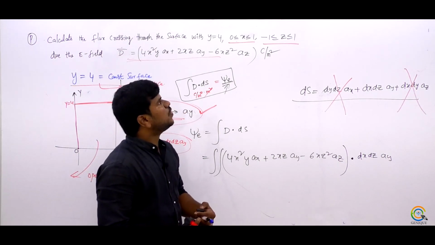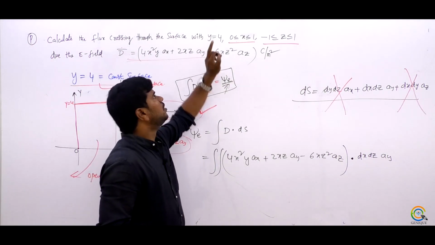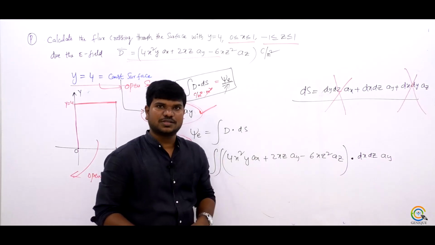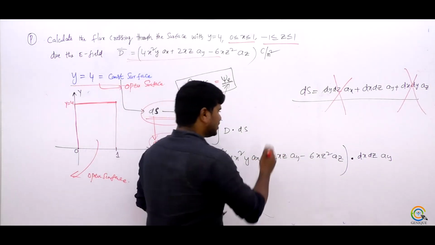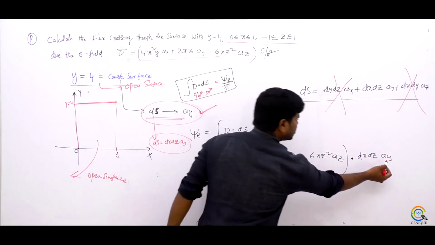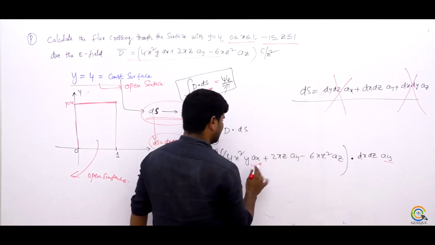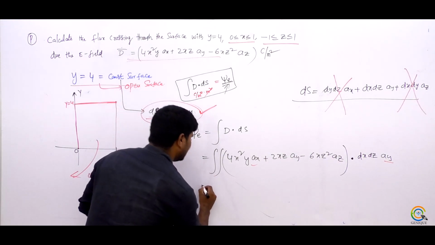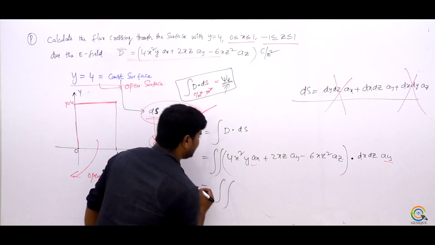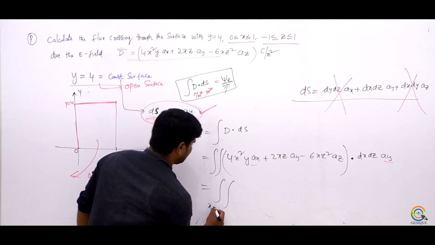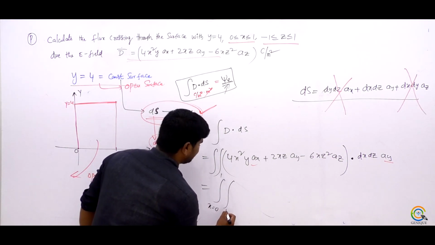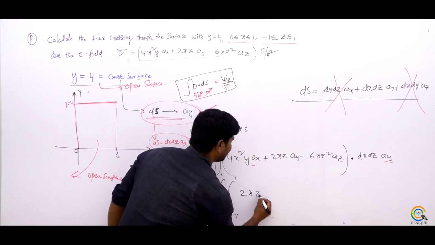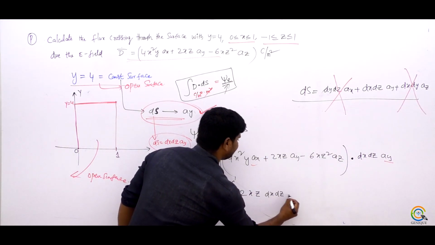Now suppose it is a closed surface, what happens? This will be given in the boundary. Then you have to take all three values. So now, if you dot product this one with this one, it is 0, and this one with this one also 0. So finally you will get the integral with x from 0 to 1 and z from −1 to 1 of 2xz dx dz.